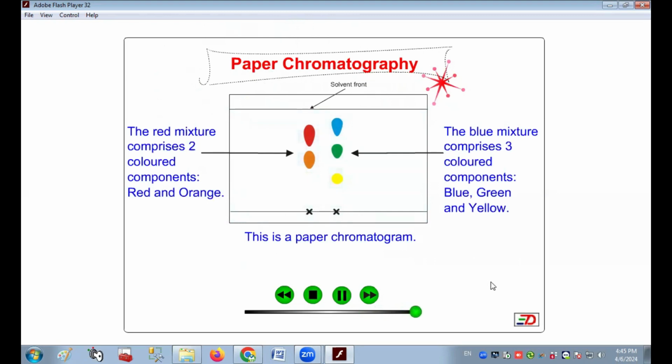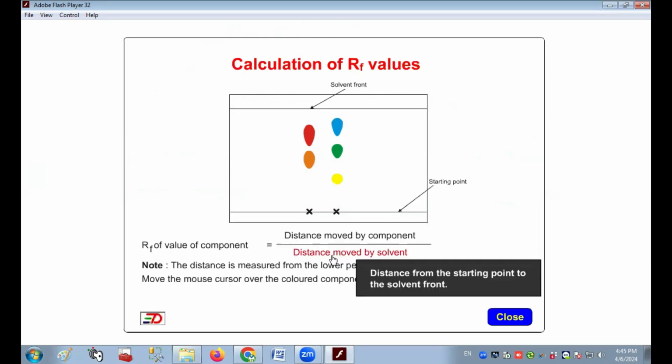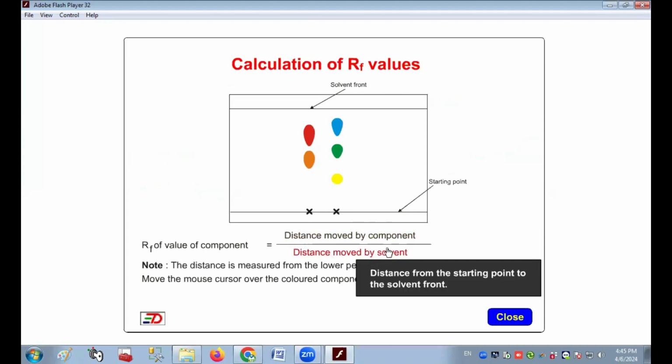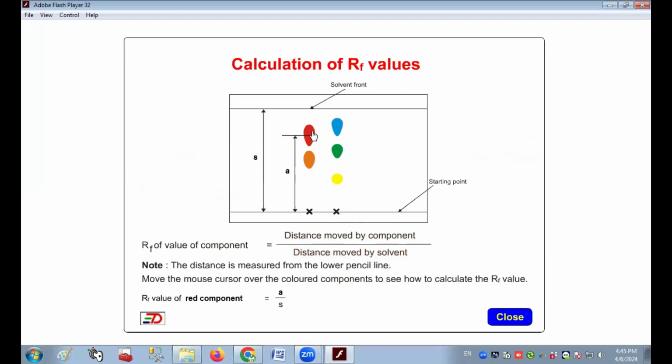Now the next thing is we have to find out the RF value. What is the RF value? The RF value is the ratio between the distance moved by the component and the distance moved by the solvent. So you need to measure the lines. For example, if I have to find the RF value of the red dye, I measure the distance from the starting point to the center of the spot. You can see A is the distance from the starting point to the center of the dye, while S is the distance from the starting point to the solvent front. We measure these and divide to get our RF value.